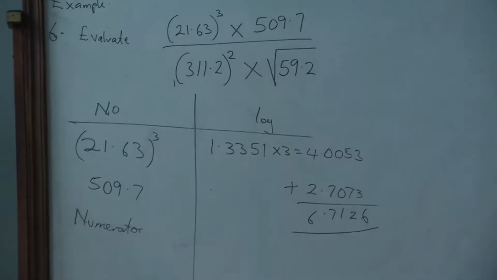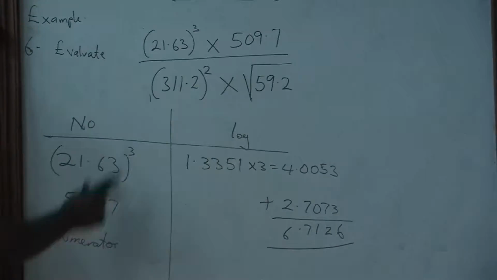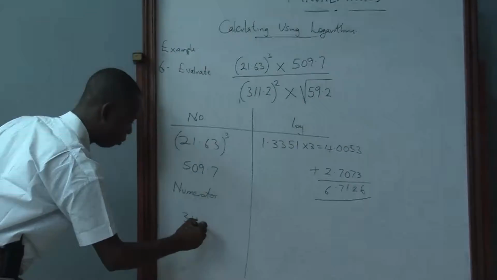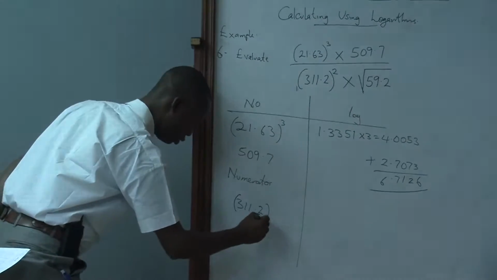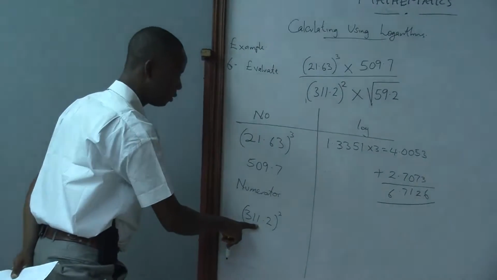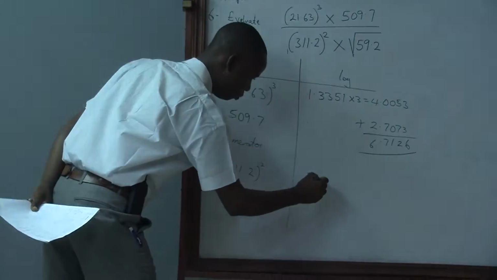Then we'll move to the denominator. The first value we have in the denominator is this. We have 311.2 to the power of 2. The characteristic of this value is 2. We have 2 points.